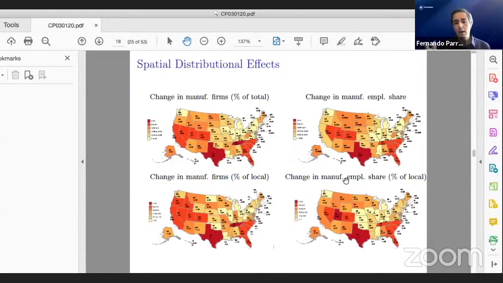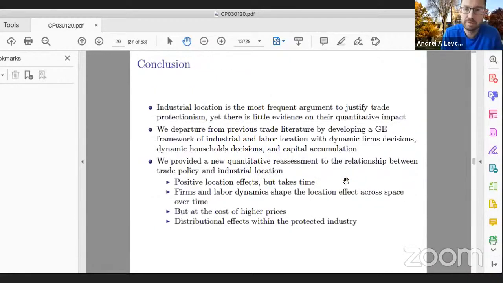And finally, we find very large spatial distributional effects of trade policy. Even when we find positive aggregate location effects and employment effects, not all the states attract firms and gain employment. In fact, we find that only a limited set of states are able to attract firms and attract employment as a consequence of the trade war. So those are the basic results. So I'm going to finish here.